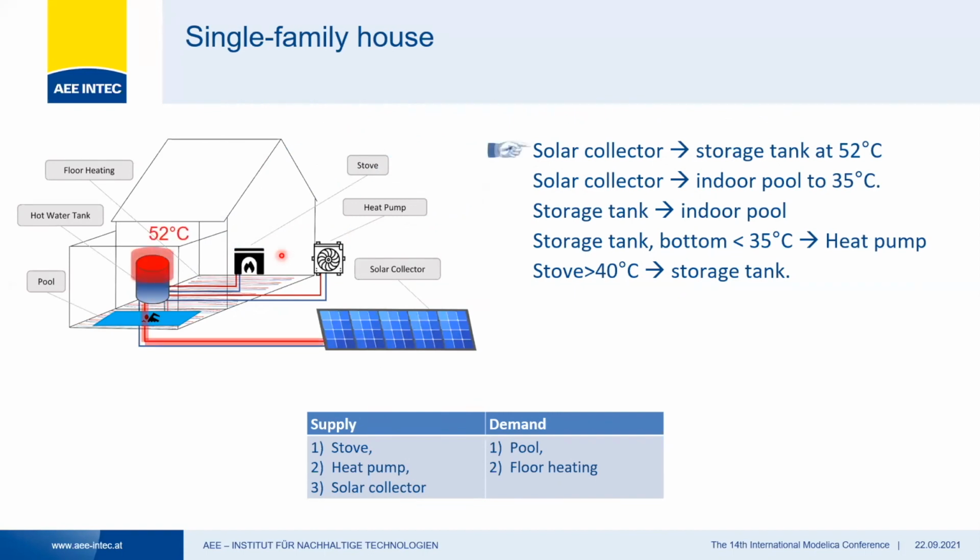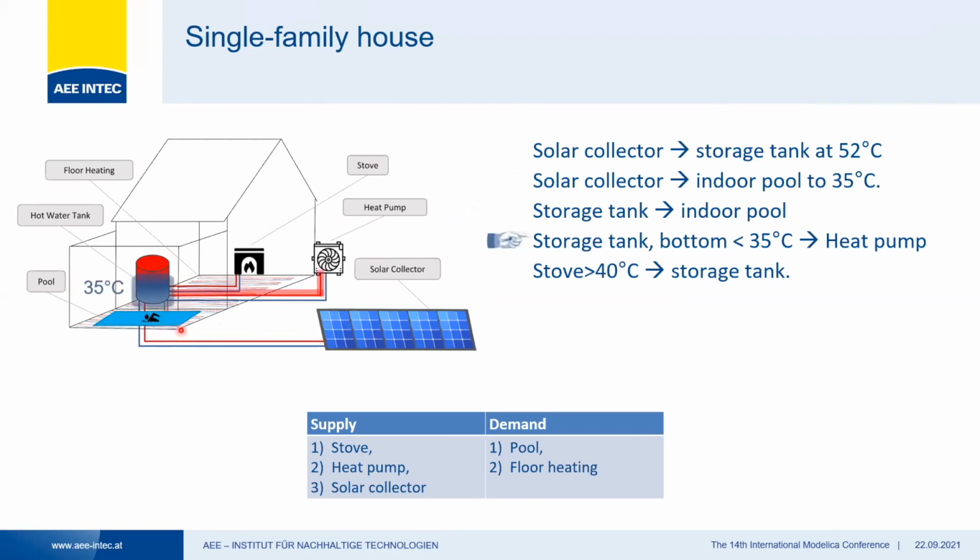The priority of the solar collector is to maintain the temperature of the top layer of the storage tank at 52 degrees. If this condition is satisfied, then the excess heat from the solar collector heats the indoor pool to 35 degrees. If the solar collector cannot meet the demand of the indoor pool, and if the temperature of the top layer of the storage tank is higher than 52, then the storage tank heats the pool.